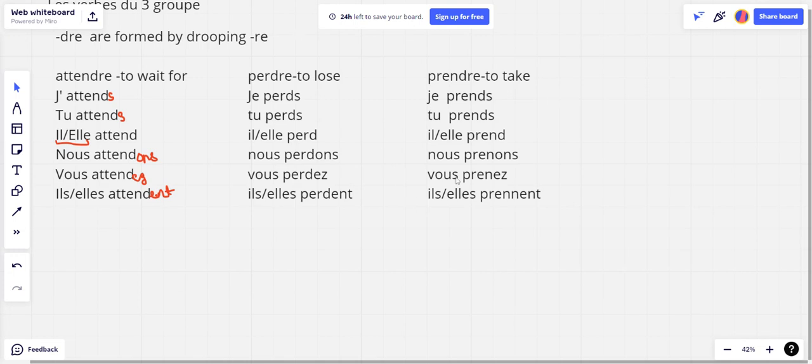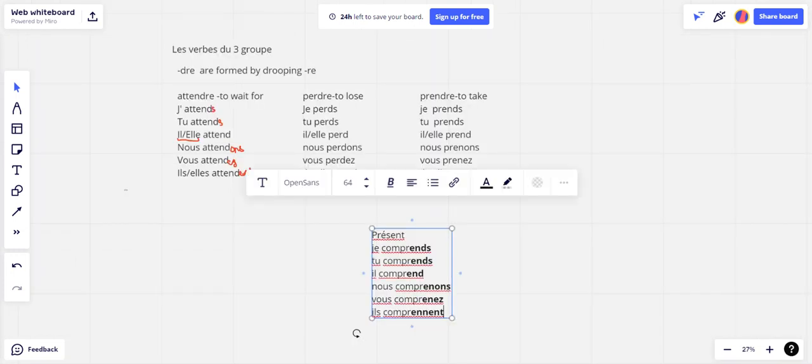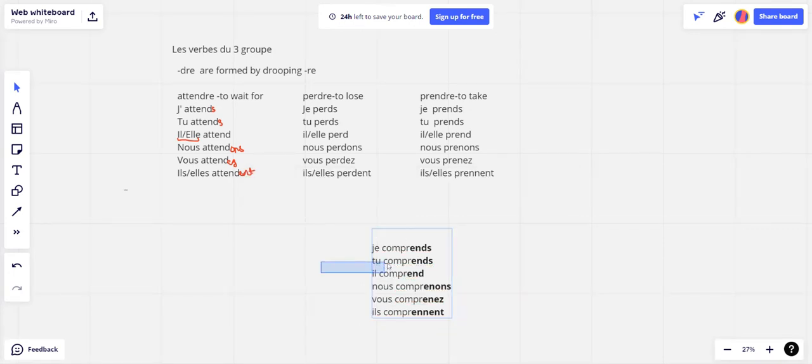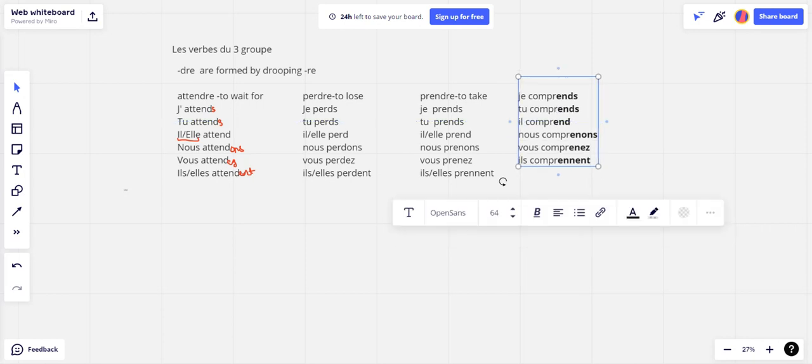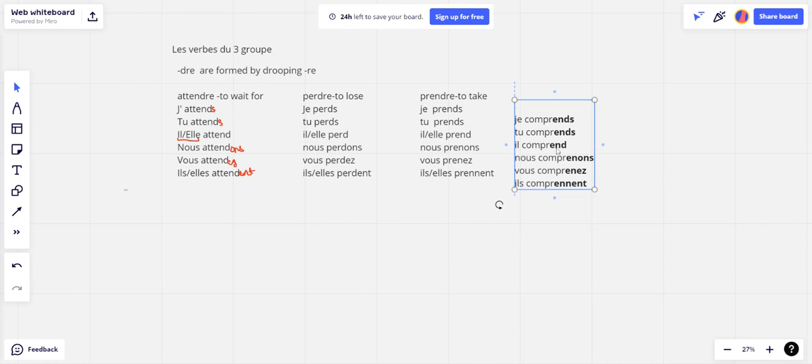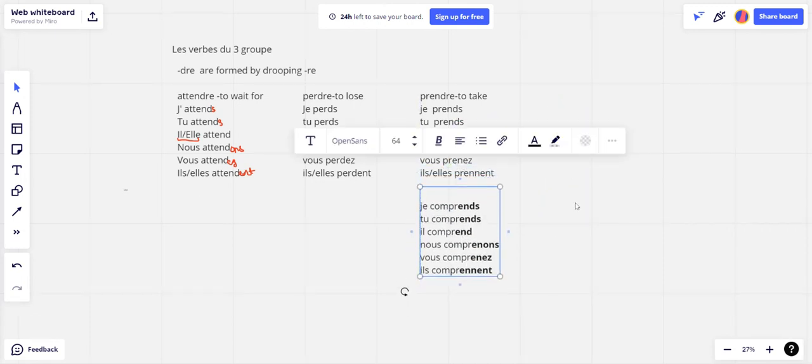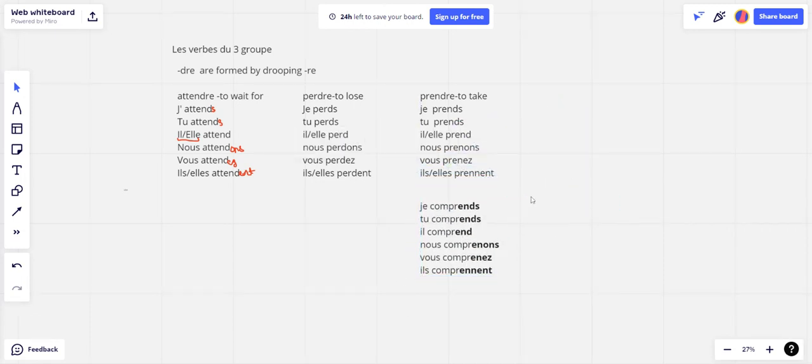Here it would be je comprends and il comprend. So these have very similar conjugations. If you ever have any doubts, just let me know. And there is another one, apprendre, which means to learn. These three have the same conjugations. We're going to put them in the same category.